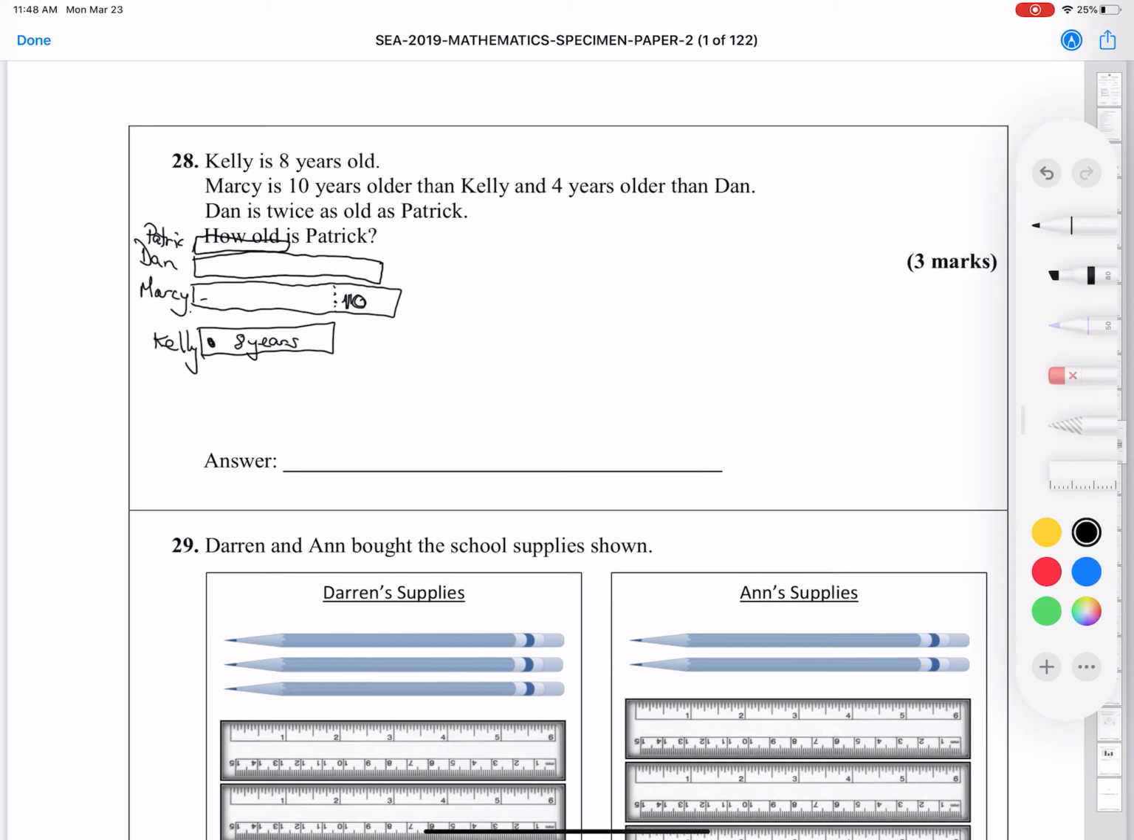Kelly is 8. Marcy is 10 older than Kelly. So Marcy is 10 plus 8, which is 18. Then Marcy is 4 years older than Dan. So if Marcy is 18 and she's older than Dan by 4 years, we take away 4 from 18 and we get 14. So Dan is 14. How old is Patrick? Dan is twice as old as Patrick. So if Dan is 14 and he's twice as old as Patrick, how much is half of 14? It is 7. 14 divided by 2. So Patrick is 7.